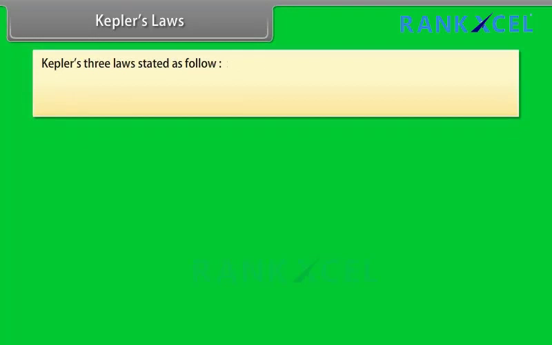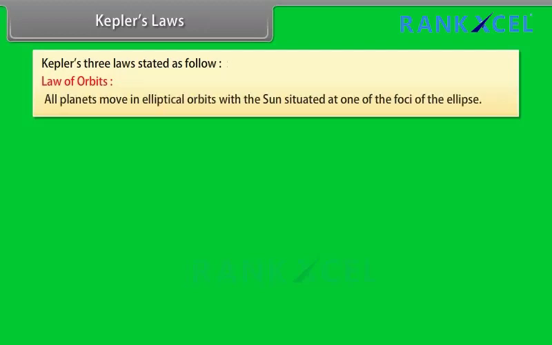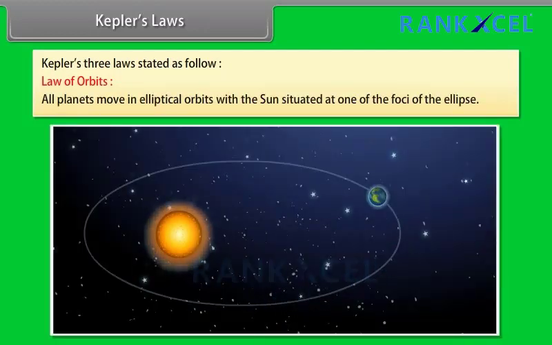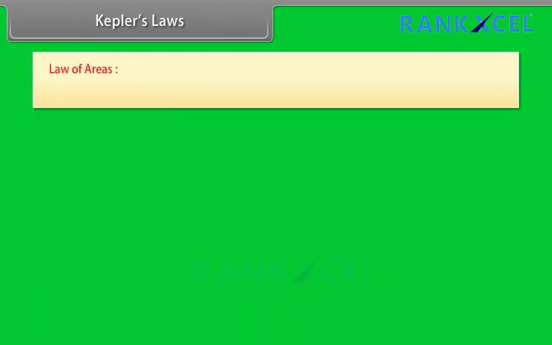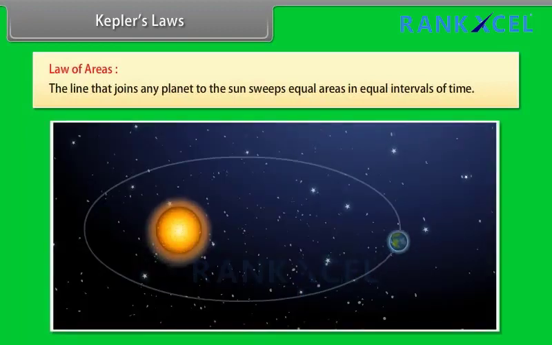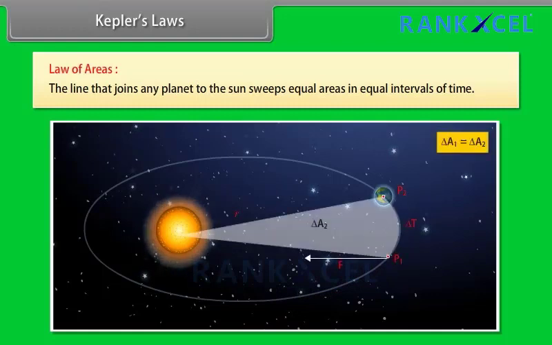Kepler's law. Kepler gives 3 laws. They are stated as: Law of orbit. All planets move in elliptical orbits with the Sun situated at one of the foci of the ellipse. Law of areas. The line that joins any planet to the Sun sweeps equal areas in equal intervals of time. This law comes from the observation that planets appear to move slower when they are farther from the Sun than when they are nearer.